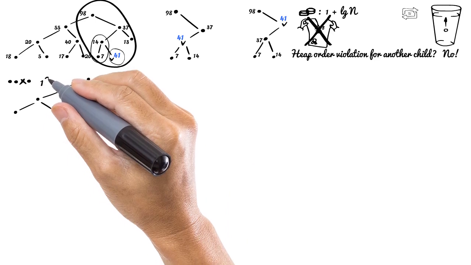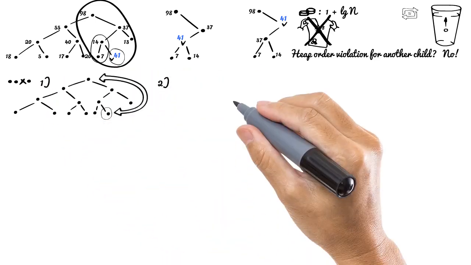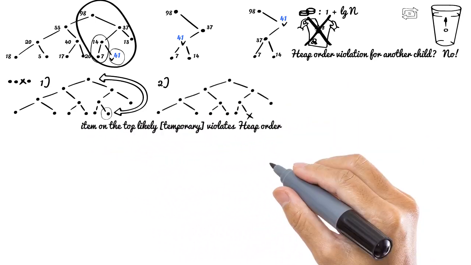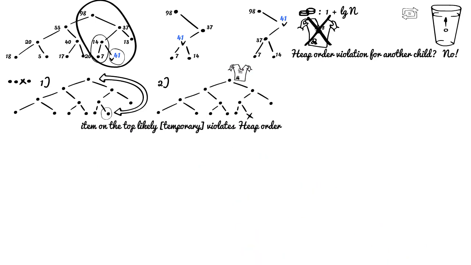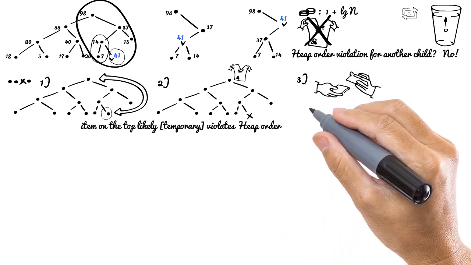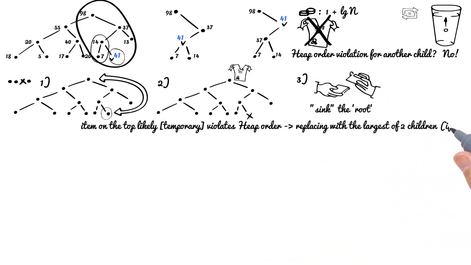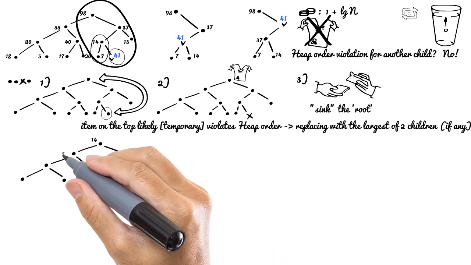Efficient way of doing it is to exchange root with the last element and then remove the last element. Item on the top after that most likely temporarily violates the heap order, because it may be smaller than at least one of its children. To remove such temporary violation, we need to recursively sink the root.